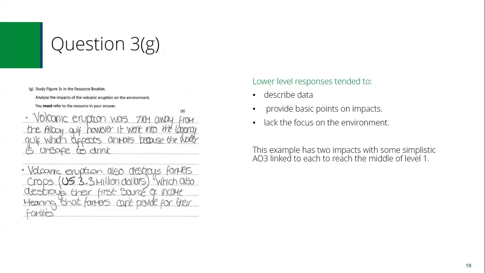In this question, again, this is a lower level response. This response, which is on page 92, demonstrates what a typical low level response would look like. It describes the data, provides basic points on impacts, and lacks any focus on the environment. This example had 2 impacts with some simplistic sort of AO3 linked to each to reach a middle of level 1. The first point is stronger as the candidate uses the scale on the figure and makes a link to the environment. The second point is more focused on the economic impacts.